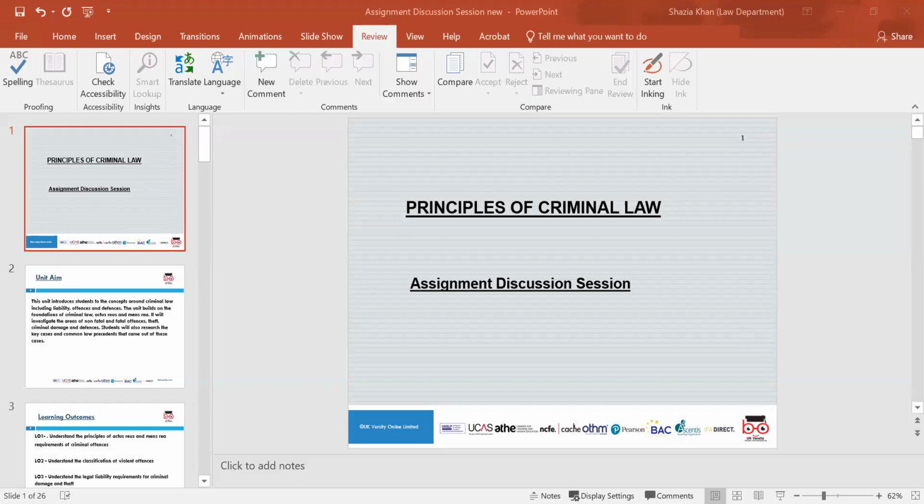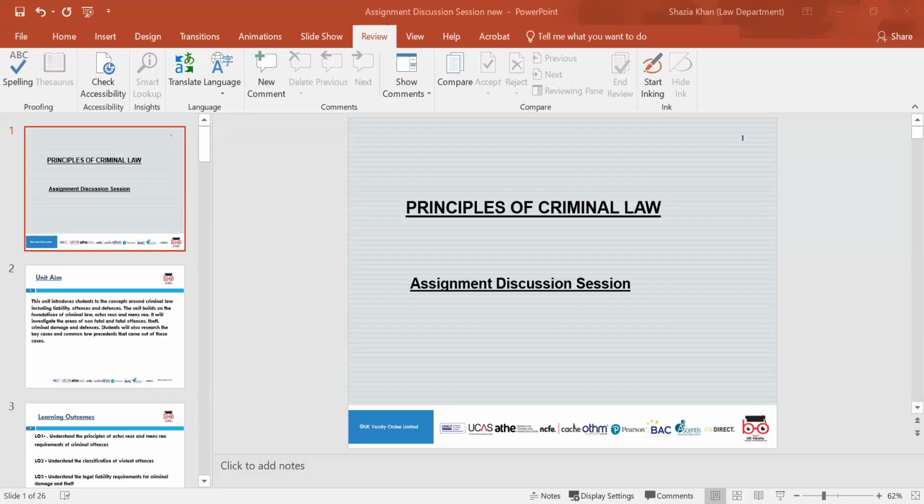So the first learning outcome we've been through is learning outcome 1, which is to understand the principles of actus reus and mens rea requirements of criminal offences. We looked at the element of what actus reus is and what mens rea is in regards to criminal law. We also went on to looking at the definition again of what components are part of actus reus, and examples of actus reus as an element in murder, what the actus reus is and what the omissions are as well.